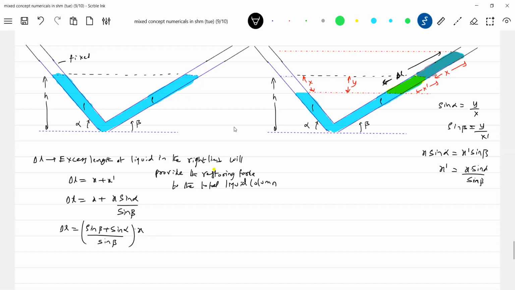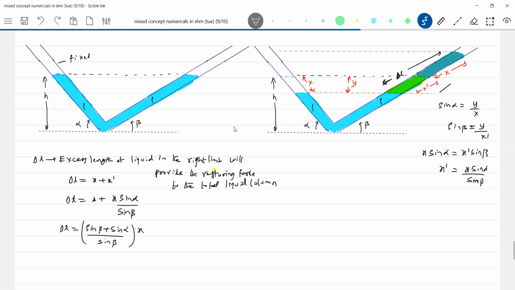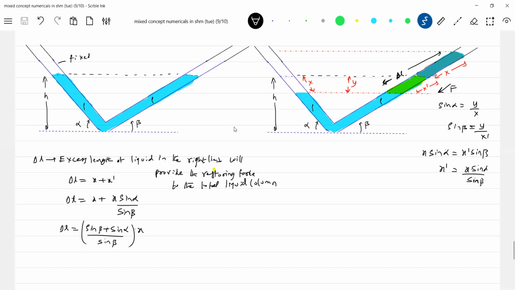What is the restoring force? Shall we put it F like this? What should F be equal to? Directly, let me go for it: area of cross section, rho A delta L G sine beta. Why sine beta? Only the component of weight should act. If the weight of the liquid is mg, then delta m g sine beta is what will be acting.